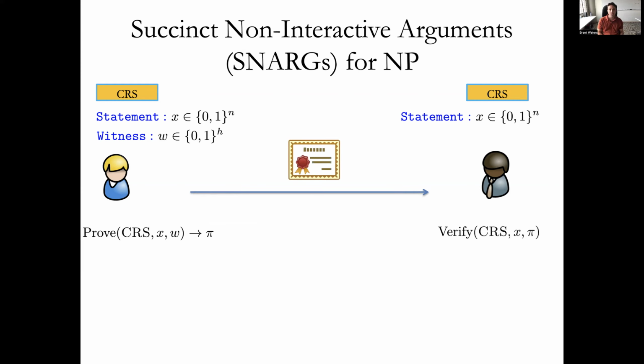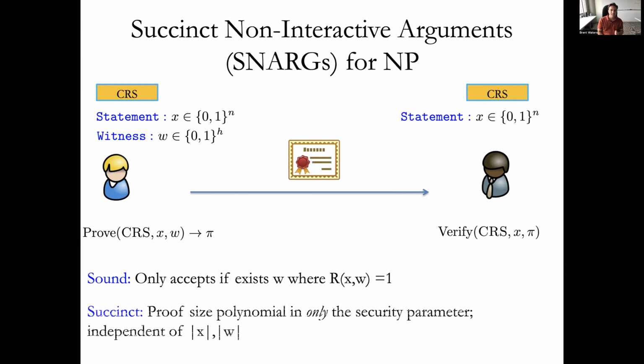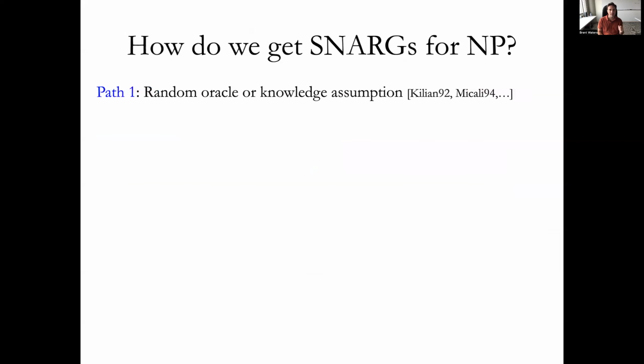Now, there are two essential properties of any SNARG system. First of all, we want it to be sound. That is, the verifier should only accept a proof if the statement is actually in the language. Secondly, we want things to be succinct. It would be trivial to just send over the witness, but we want the proof size to be polynomial only in the security parameter, and essentially independent of the length of the statement and the witness.